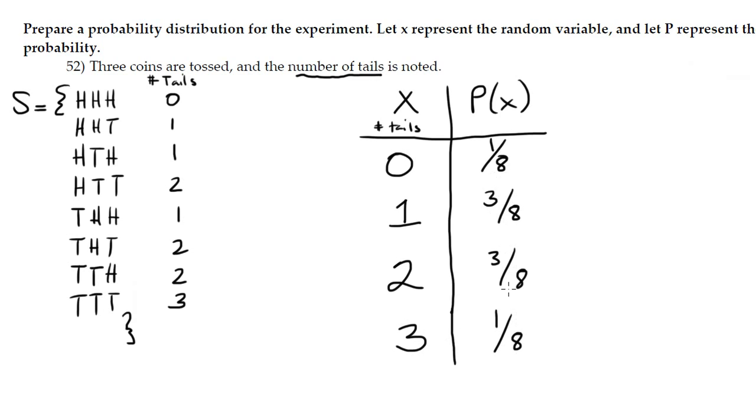All these probabilities are between 0 and 1. When you add these up, they add up to 1. Here's my probability distribution. Toss 3 coins, note the number of tails, and create that probability distribution.